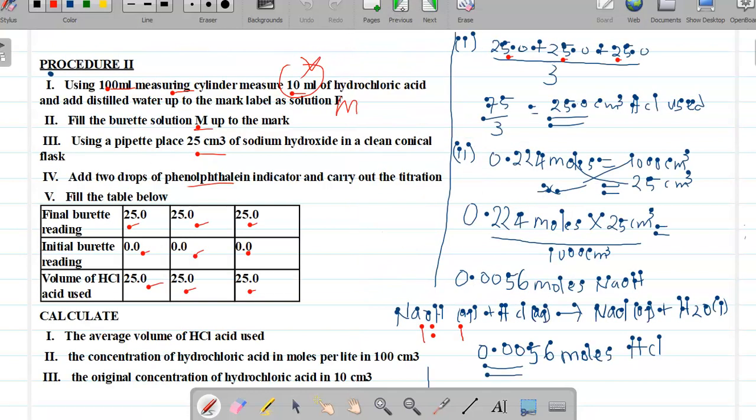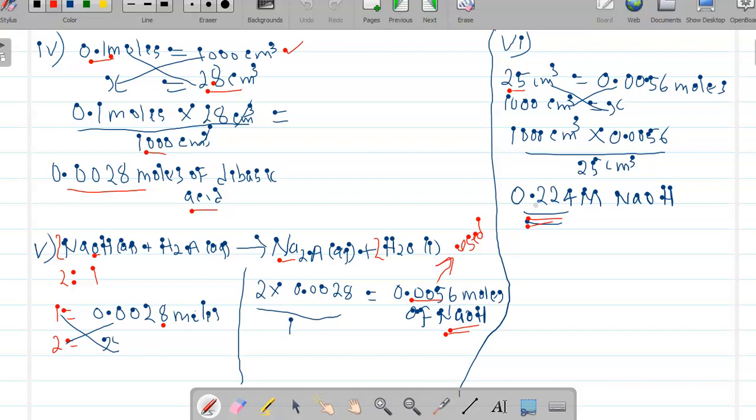Okay, this is where we were. So the concentration of the base was 0.224 moles of sodium hydroxide. So this was the molarity.